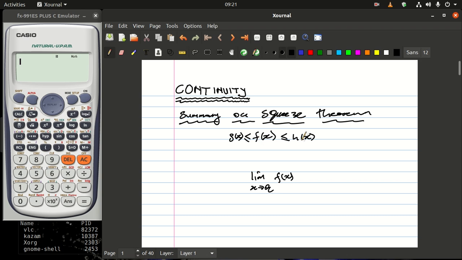And if this is the case, and the limit as x approaches a of g of x is equal to the limit as x approaches a of h of x, then because the limit of this and the limit of that are equal, this one also must be equal to those limits. If these limits are equal to some L, then this one must also be equal to L.